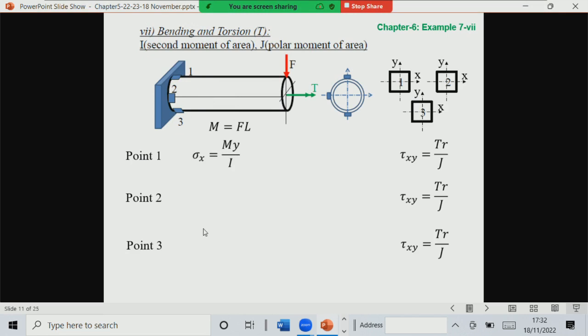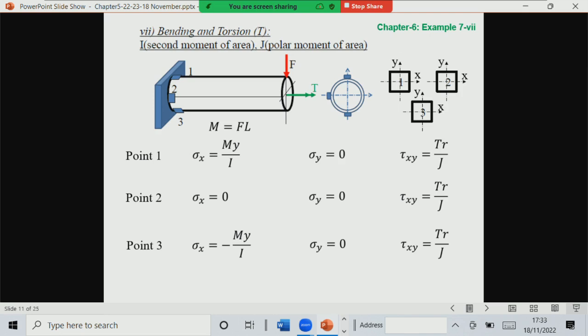So sigma is equal to My over I. I is the second moment of area of the cross section, and y is just the radius of the cylinder, similar to example 2 I've solved for you the other day. Point 2 is 0 and point 3 is compression, minus My over I. It has no internal pressure, so there is no circumferential stress acting at any of the points. Therefore, for all three points, the stress applied in the y direction is equal to 0. So I found the stress components for these three points.